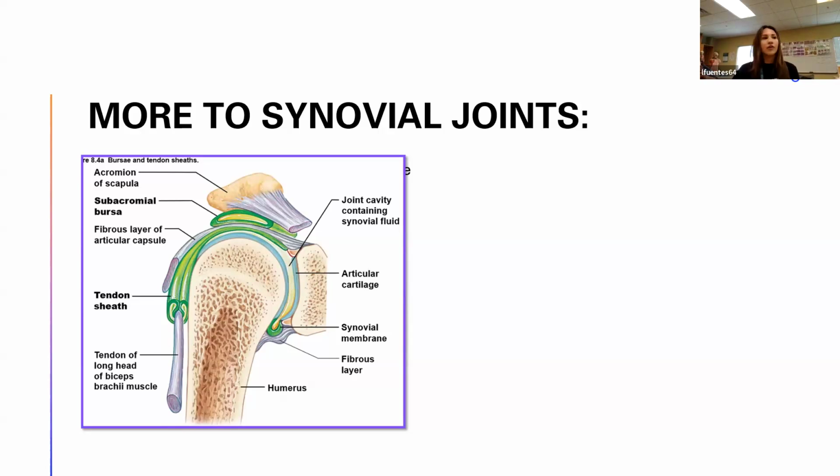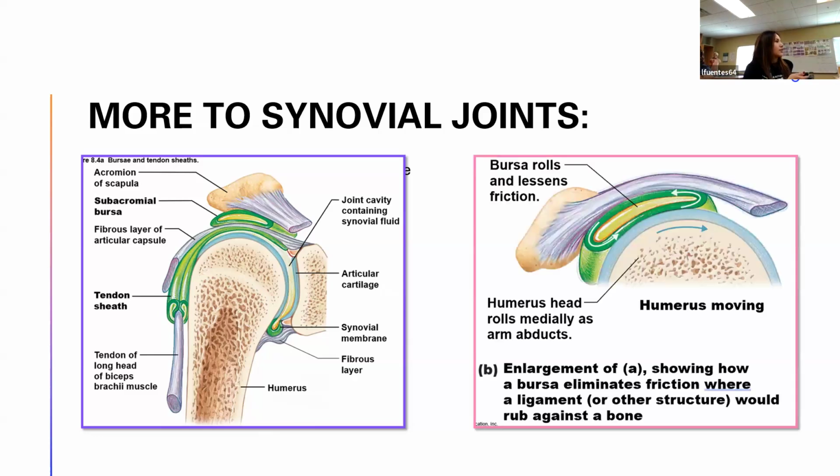Again, because if we tried to throw a ball and we didn't have these bursae, our bones would kind of click clack on each other and we would not be able to throw the ball. Here we have the tendon sheath, which is wrapped around the head of the humerus and kind of articulates with the bursa and protects the bones. So from there, the bursa rolls and lessens friction as we move our arm. So as we are raising our arm or throwing a ball, the bursa rolls and lessens the friction between the scapula and the humerus.